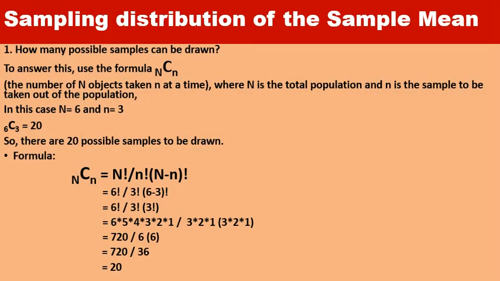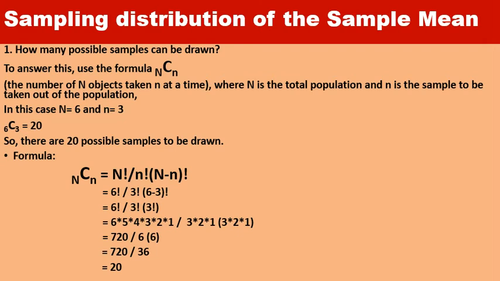Okay, so to answer the first question, how many possible samples can be drawn? Again, we use the formula, the combination of the population size N taken the sample size n at a time. In here, the combination of 6 taken 3 at a time. So how many samples or possible outcomes do we get? There are 20. So how did we get 20? Substitute the given into the formula.